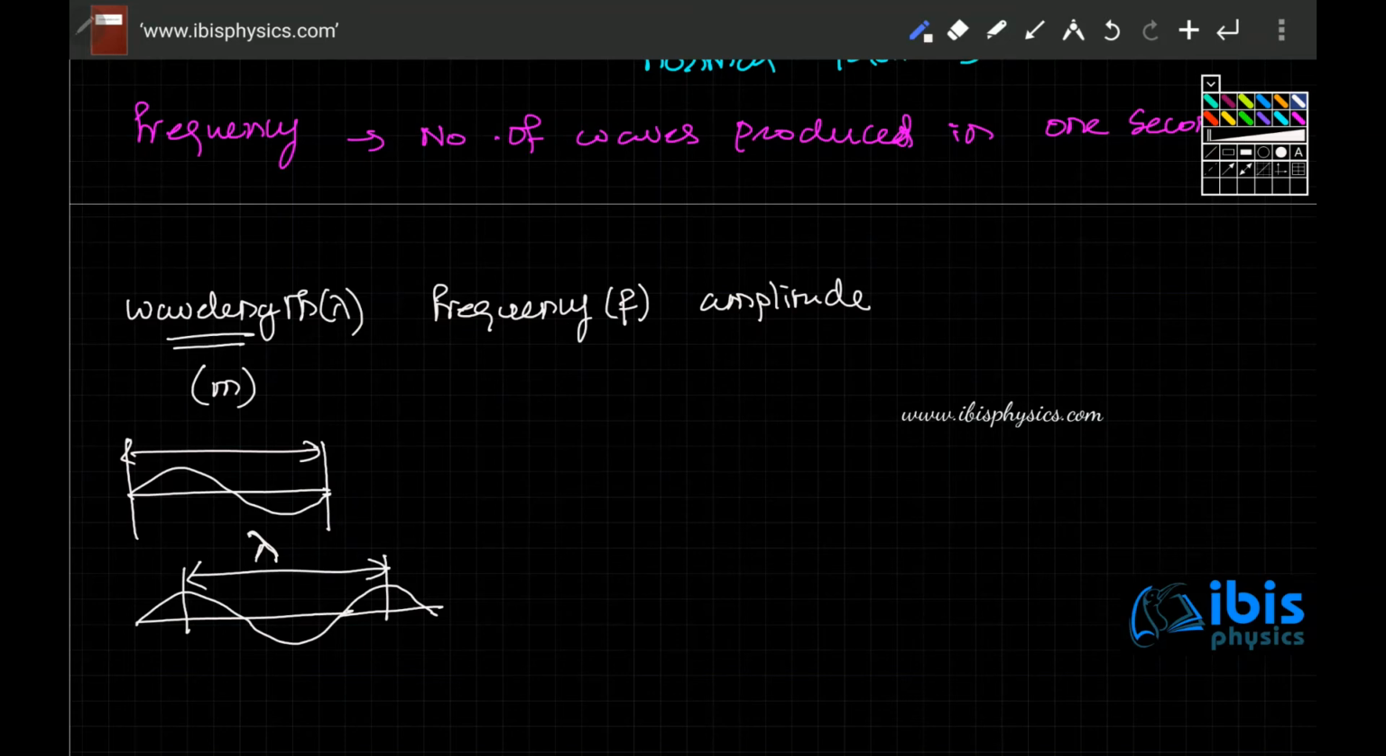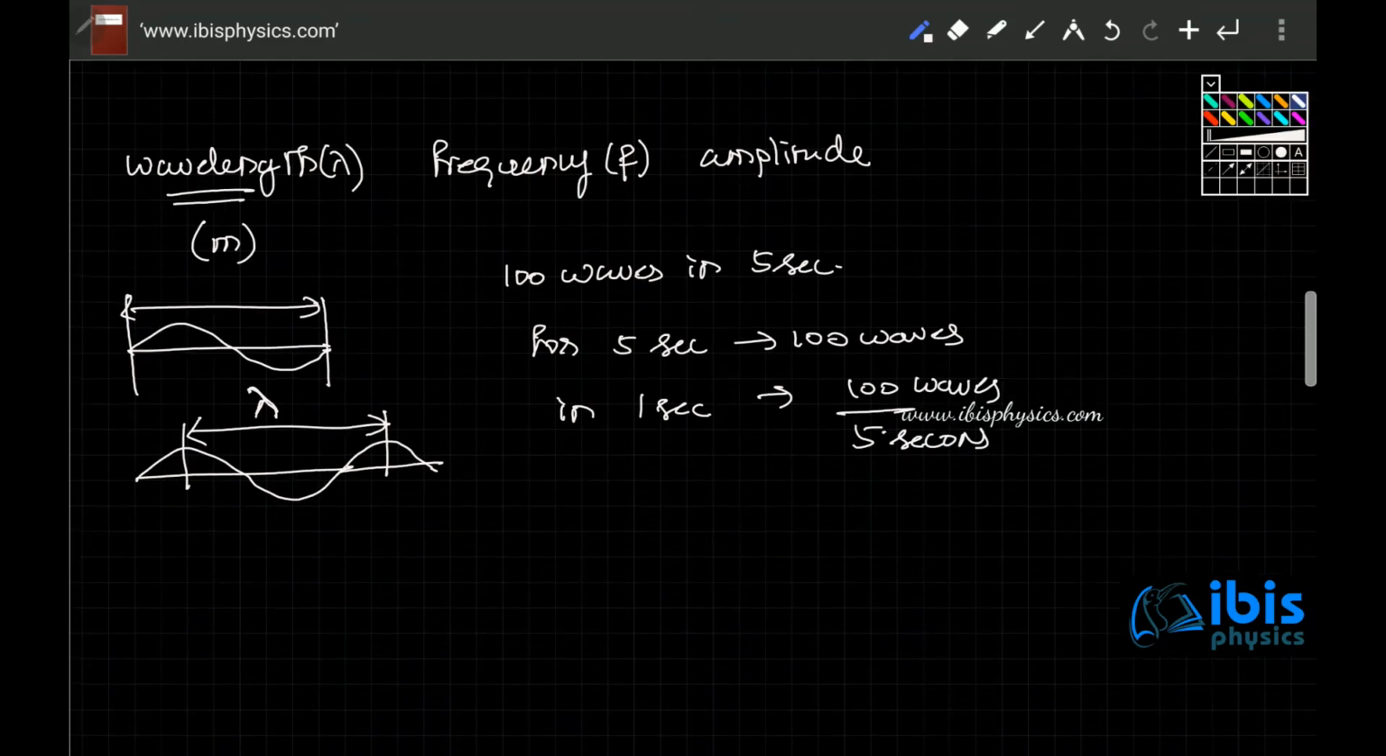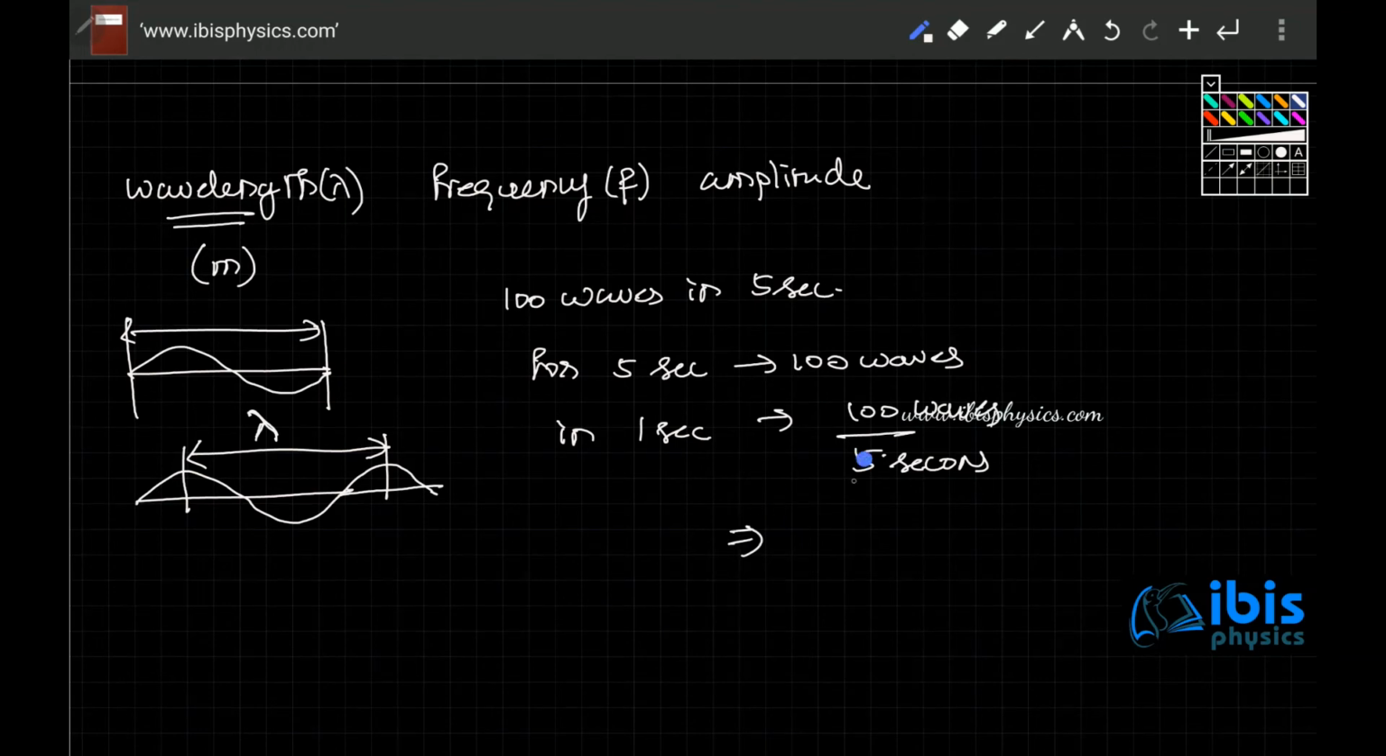Frequency is the number of waves produced in 1 second. Suppose a source is producing 100 waves in 5 seconds. Then for 5 seconds, 100 waves. Then in 1 second, it is 100 by 5. So 100 is the number of waves, 5 is the time in seconds. So 100 by 5 is equal to 20 waves per second. Waves do not have any unit, just a number, whereas second is a unit of time.